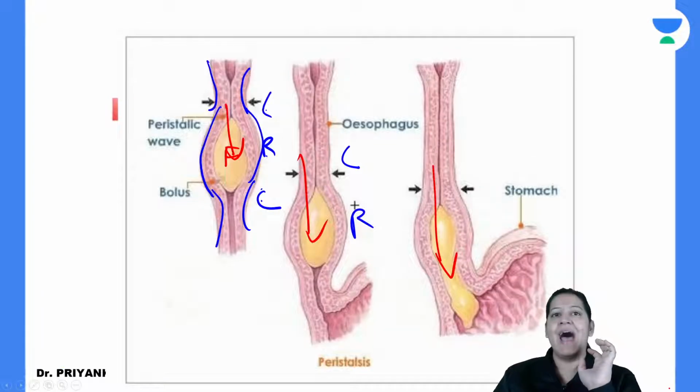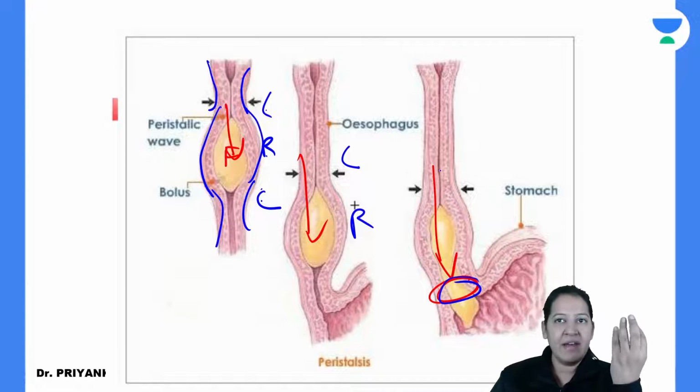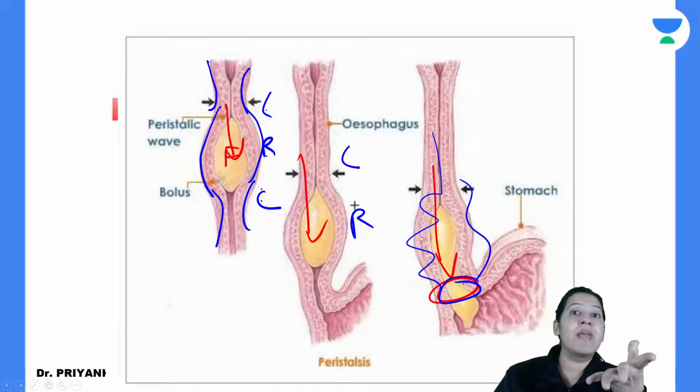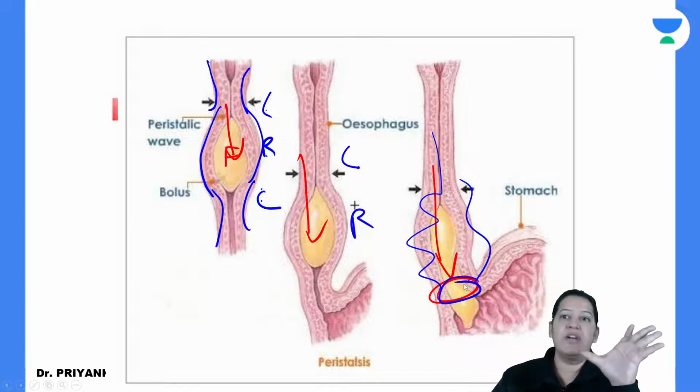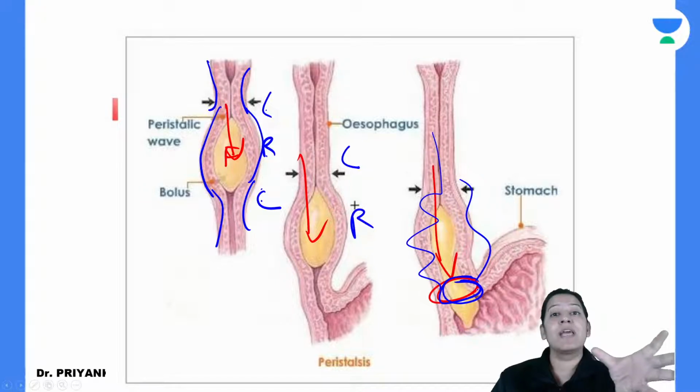Now the point is that this is LES. It will open only when you are swallowing anything. When the wave of peristalsis is coming, at that time it will open. So what is causing the opening and closing of the LES, or what is causing the contraction and relaxation in peristalsis? When LES contracts, it closes. When LES relaxes, it opens. So which chemical is causing contraction and relaxation?